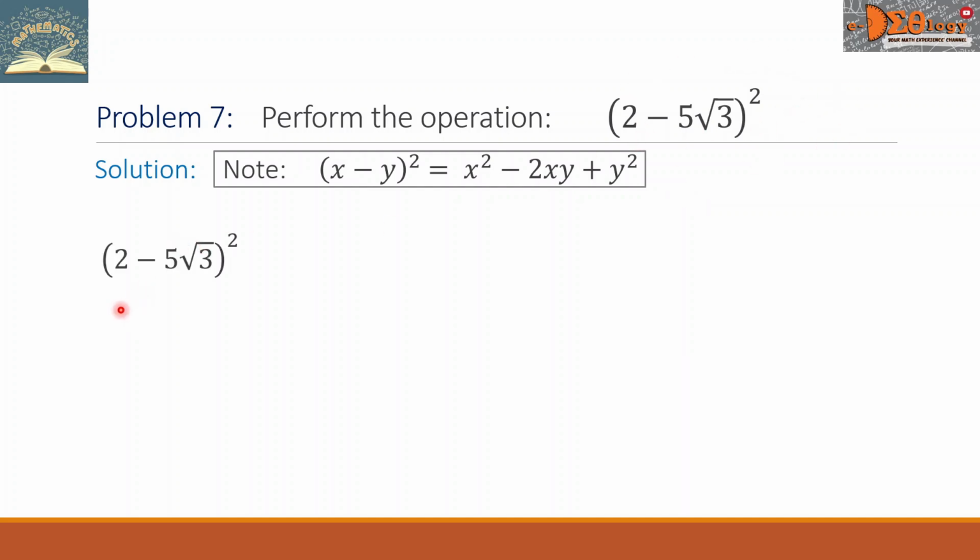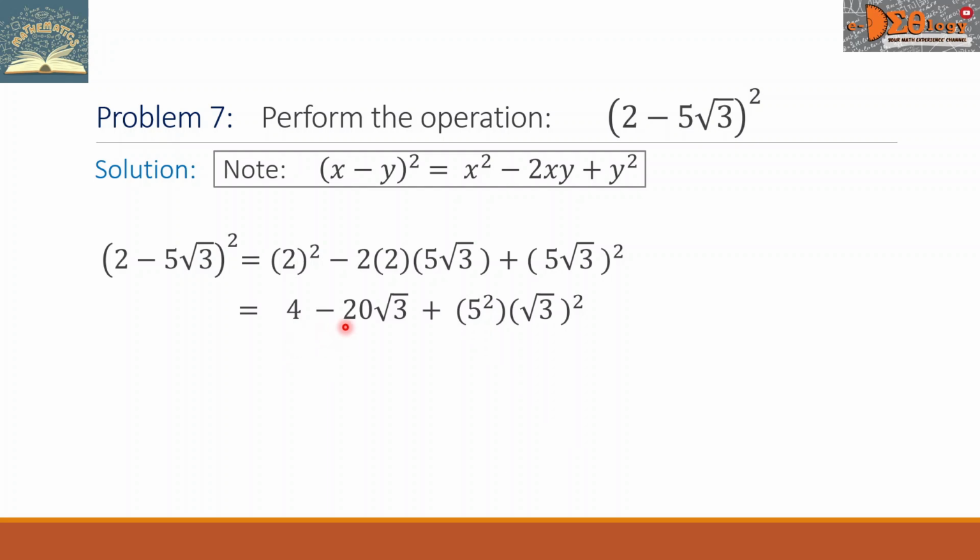So this 2 minus 5 square root of 3 raised to power 2 becomes 2 squared minus 2 times 5 square root of 3 plus the square of 5 square root of 3. Let us simplify now. 2 squared is 4 minus, we multiply 2 by 5. That is 20 square root of 3 plus this power 2 we distribute to 5 and to the square root of 3. So here we have 5 squared times the square of square root of 3.